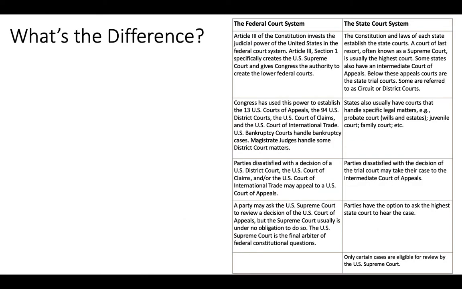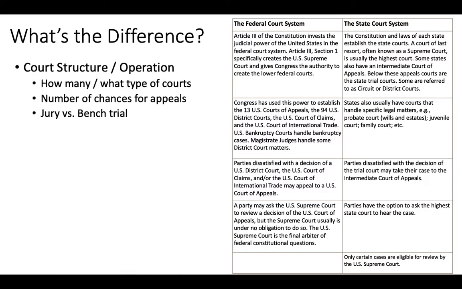What is the difference between the federal court system and the state court system? The major differences between the federal court system and the state court systems throughout the United States can be observed in how the court systems are structured and how they handle their day-to-day operation. The number of courts, the type of courts, as well as the number of chances for appeal can all be different and usually are different between the federal court system and the different court systems throughout the 50 states.